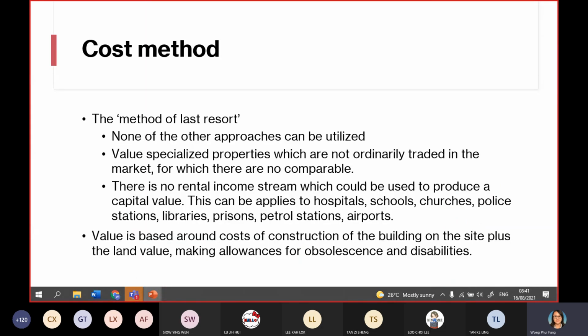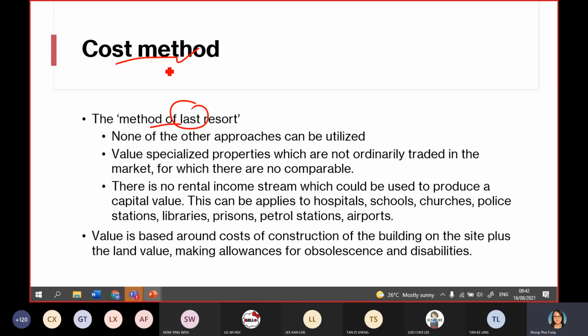The next one I'm going to talk about is the cost method. So the cost method, sometimes we call it the method of last resort, which means that none of the other approaches can be utilized. Which means that you cannot use the profit method, cannot use the residual method, cannot use the comparison method. The only thing you can use is the cost method. So that is what we say, the method of last resort. None of the other methods can be utilized to value it.